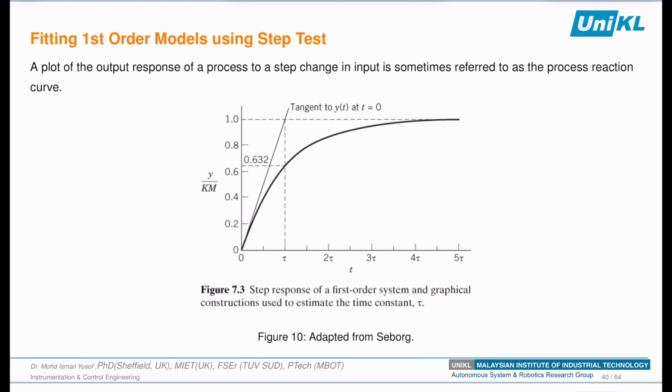There are two parameters that are very important in the process reaction curve. The first one is the time constant, which is tau, and the other one is the gain, which is K. This is because we know that this is a first order system, and in terms of transfer function, a first order system is normally represented by K over tau s plus 1. K is basically the gain for the process, or the process gain, and tau is the time constant. That's all for now.